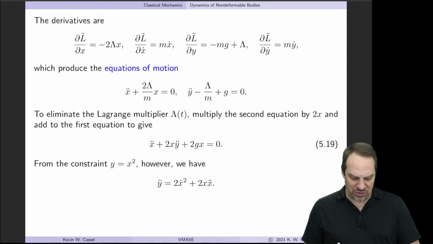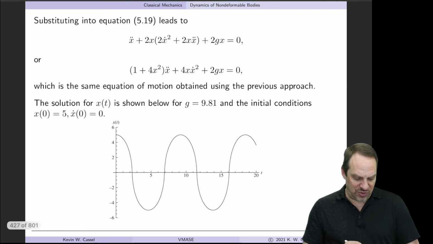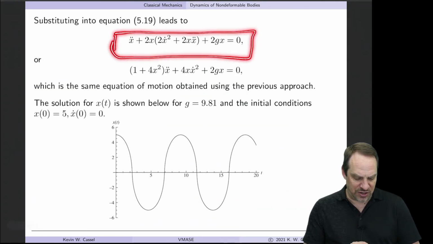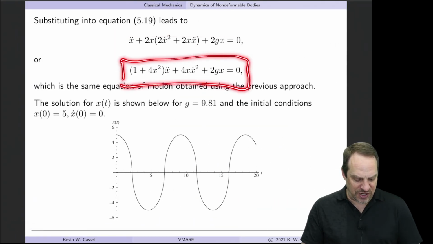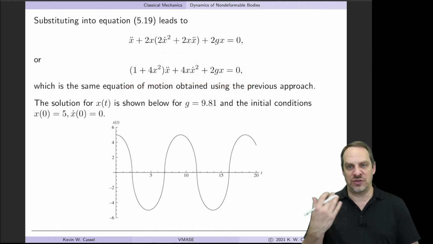So we can do that. We can multiply the second equation by 2x, and then just add the two together. That will get rid of the lambda term, and you end up with this expression here. Now again, it involves both x and y. So if we differentiate the constraint, y is equal to x squared, twice, we get this expression in terms of x, substitute in for y double dot, and we get this expression here. Simplified a bit, and we get the same equation of motion as we had using the other technique.